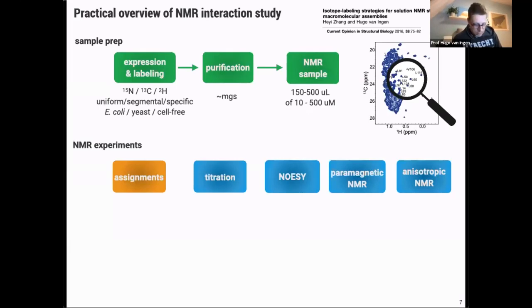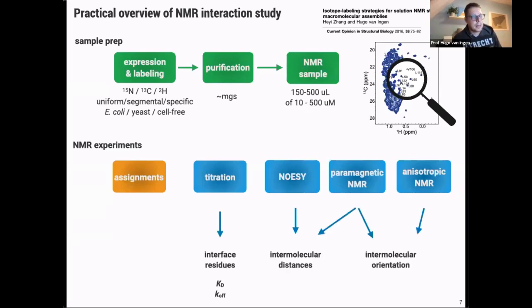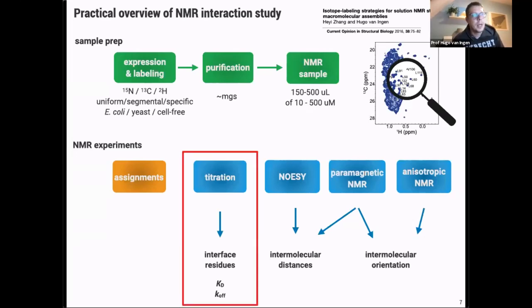Now, there's different ways to do that that will give different types of information, like I said, so the interface or distances and orientations. And what I will show and highlight in the rest of the talk is just the titration experiment, which is the most simple, easy, robust, and fastest experiment that you can do, in which you simply add an unlabeled interaction partner to the labeled protein. And this will give you the interface residues and will also give you an idea of the KD and the off rate, or the lifetime of the complex.